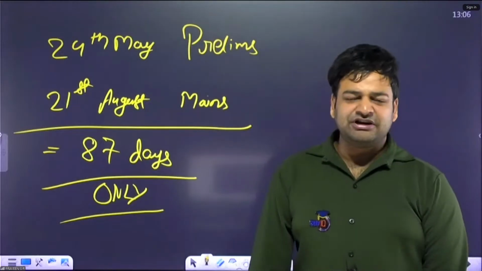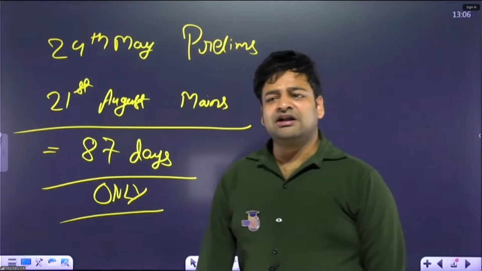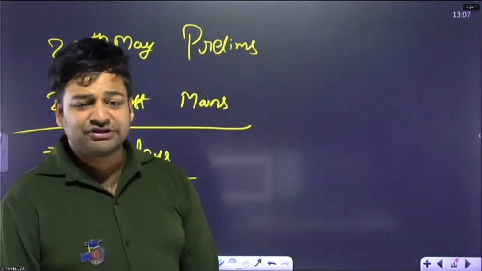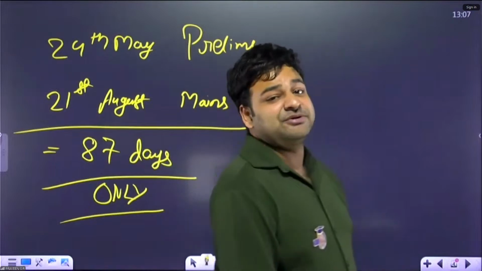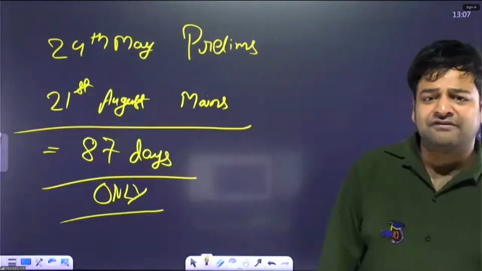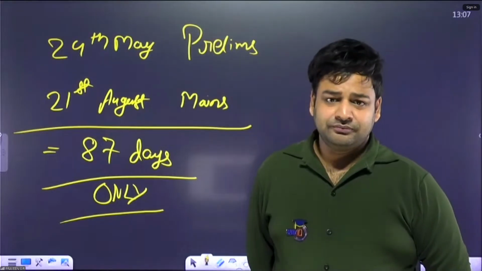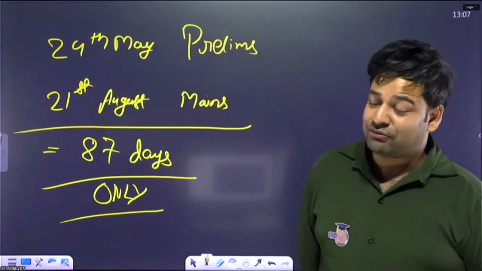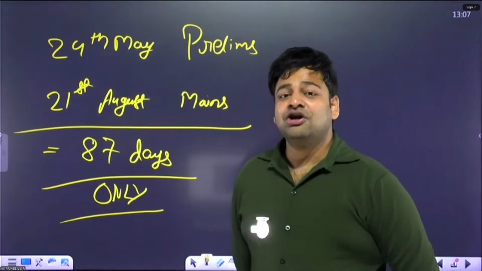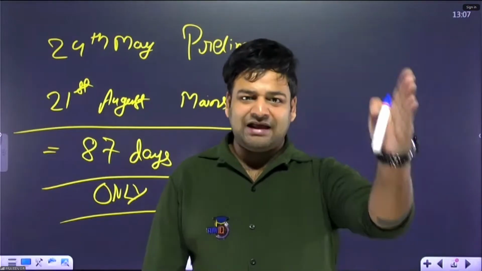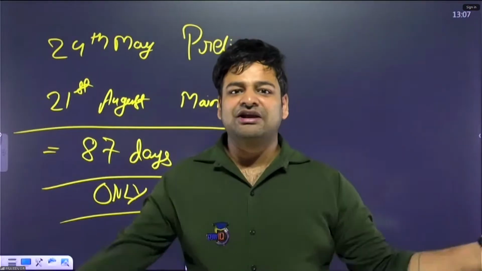Generally, aspirants get more than 100 to 110 days. Many times, a gap of 120 days has been given as well. On an average, 100 to 110 days of gap used to be there. In the history of UPSC CSE, this is the shortest time gap between prelims and mains. But this time, no, I'm not trying to frighten you. I'm just trying to give you the reality check.